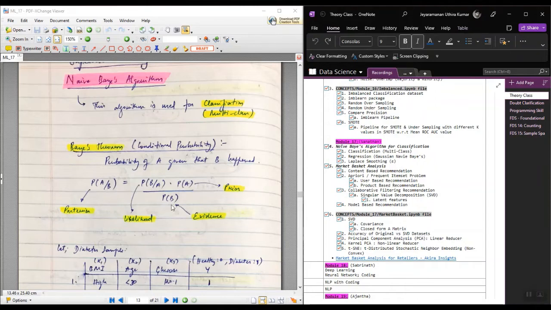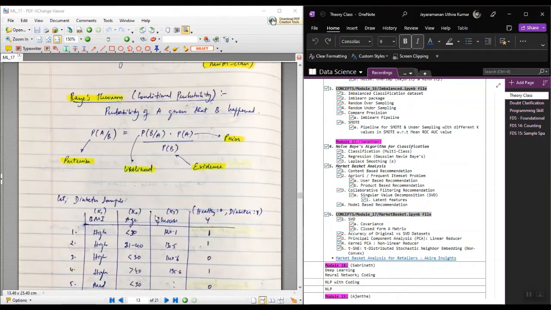So each element is called: this probability of A given B is called the posterior, the probability of A is called the prior, the probability of B is called the evidence because it has already happened, and the probability of B given that A is called the likelihood. So we will know about this. We will use this probability to classify the dataset.